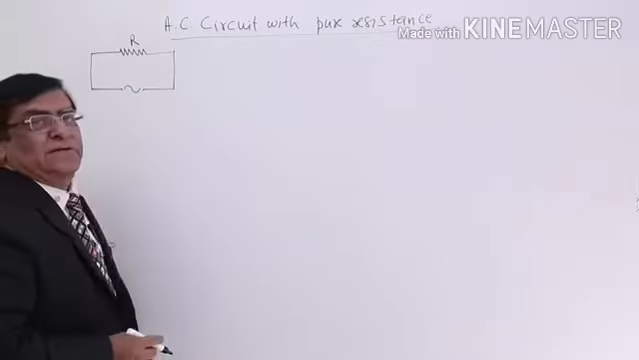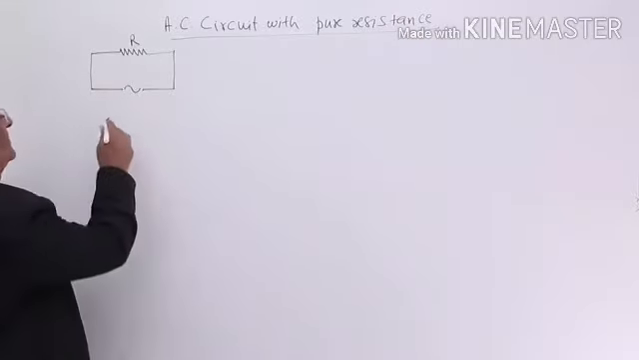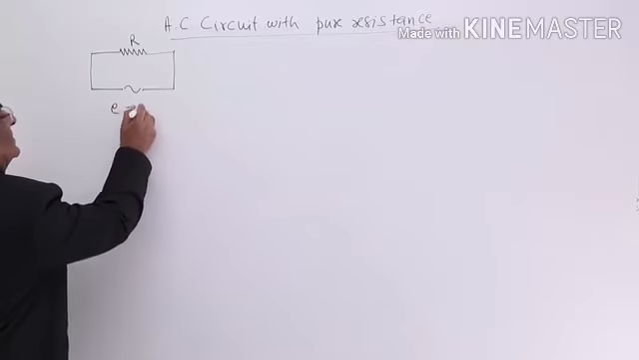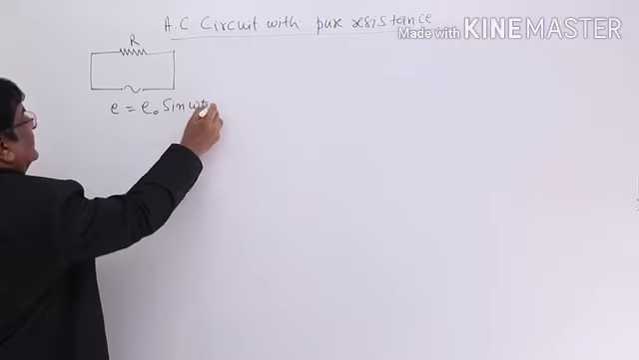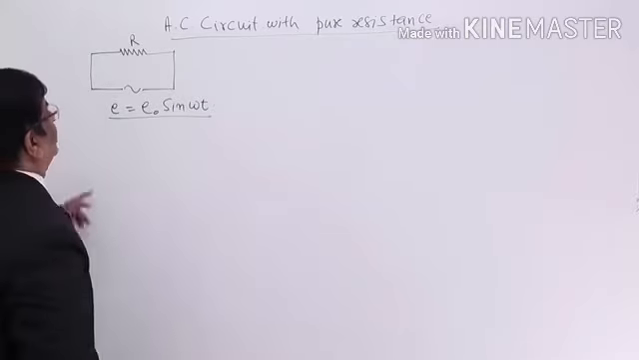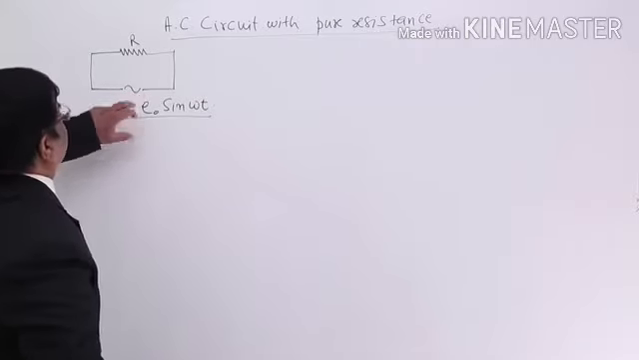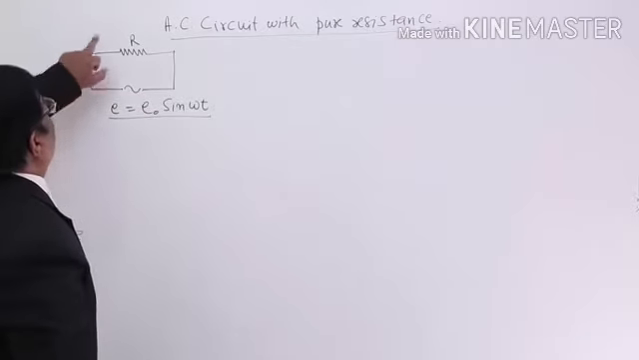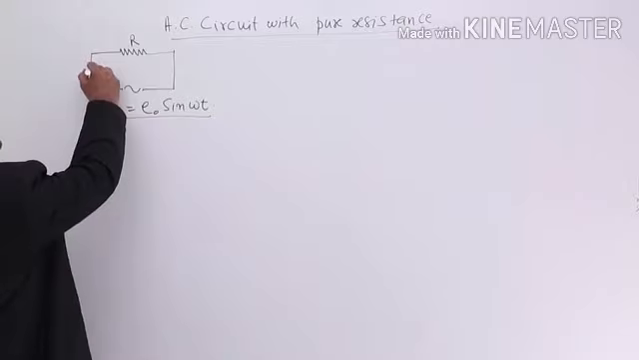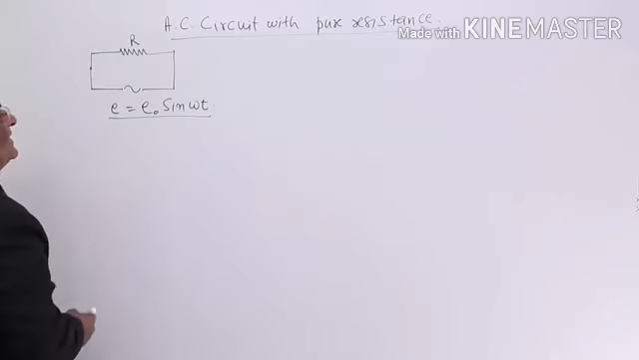How much is that EMF? That EMF is E, which is equal to E naught sine omega t. We are supplying this at these two ends. Now what will happen here? Some current will flow. How much will be that current?